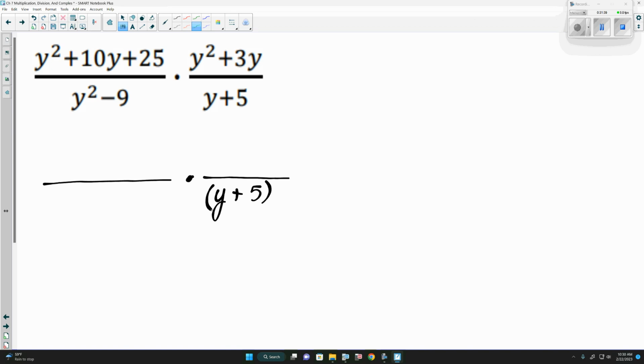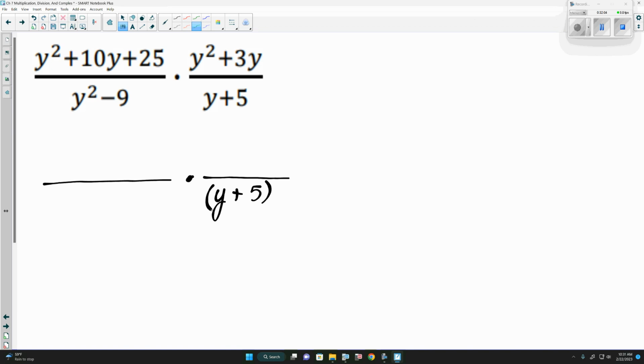The easy one to factor is y plus 5. We only have 2 terms. There is no greatest common factor between y and 5. And since the degree, or the exponent with y is 1, that's as simplified as it gets. Now we need to factor the other 3. Which one do we want to factor next?